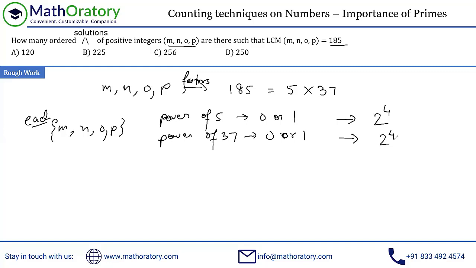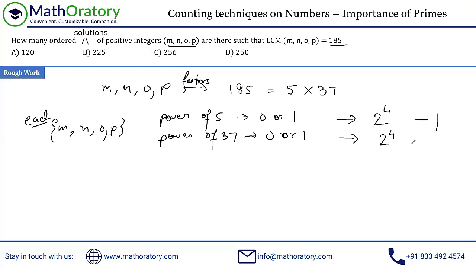But check this out. Since the LCM has to be 5 into 37, what if I have distributed 5 to the power 0 to all of these? So for example, in M, I've given 5 to the power 0. In N, I've given 5 to the power 0. Every power of 5 that I've distributed is 0. In that case, the LCM will not be 5, right? I mean, the LCM will be 5 to the power 0. It will never be 5 to the power 1. So effectively, the case in which I'm distributing 0 to all of them has to be subtracted.